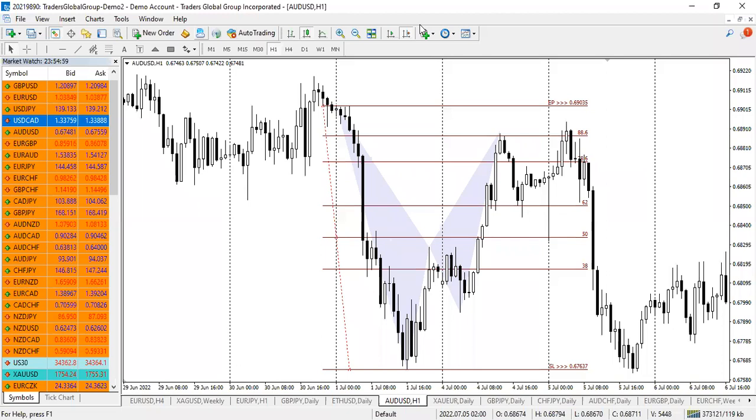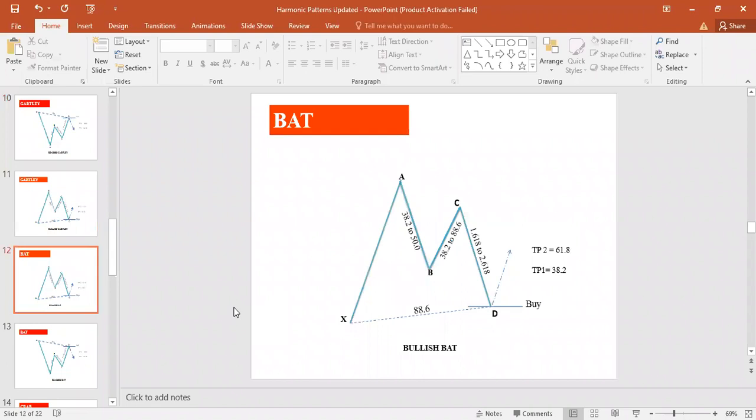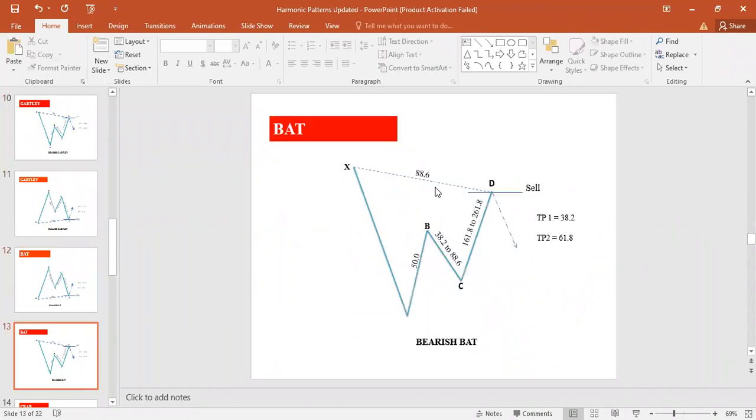Rather, we go and check which pattern is this. Hey, which pattern is this? If we go down by one move, we'll see that what Oyindamola is treating is a bat. 88.6 is a bat. But we have not confirmed the second leg. To confirm the second leg, we will need to check the extension of B to C if it will give us 161.8 to 261.8. So let's check that.